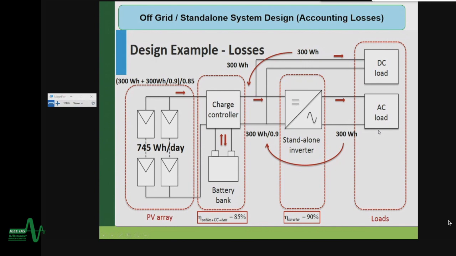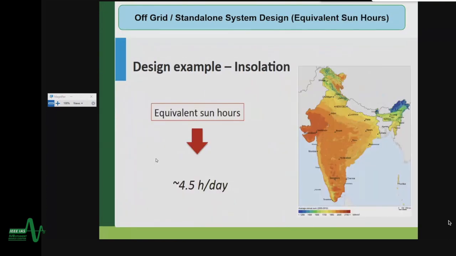So for 300 watt hour of AC, we have to do a back calculation. If it goes through the inverter, there will be losses. It is 90% efficient, so 10% loss, and we have to consider that. So 300 divided by 90%. Then all of this goes through the charge controller and battery bank, which is 85% efficient. So for the photovoltaic array, we calculate the 300 watt hour for DC plus 300 watt hour divided by 90% for the AC load, and all of it divided by 85% for the charge controller and battery bank. The total power required we calculated is 745 watt hour per day.